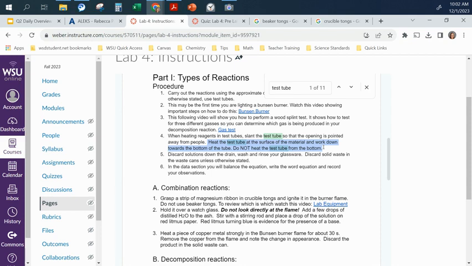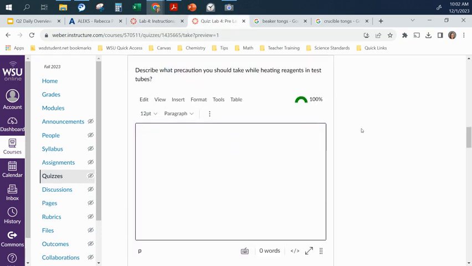So you're going to heat right here in your liquid, and then you wiggle it around, so then your liquid will evaporate. This is how you get it to evaporate out of the test tube. So that's what it's talking about. All right, we've got that one, number 3.